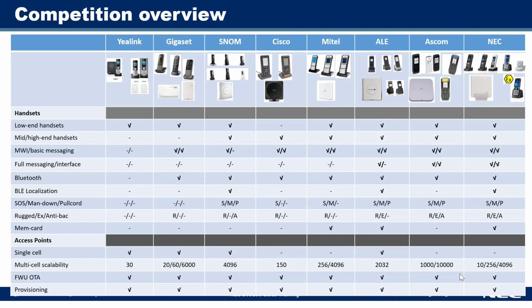In summary on this slide, if you look at the generic providers, i.e. Yealink, Gigaset and Snom, the overall functionality and the range of handsets is very limited. Looking at Cisco and Mitel, yes, they have DECT capabilities, but they're not as comprehensive as NEC's. With ALE and ASCOM, these vendors provide more of a DECT focus to the market, but again, don't necessarily provide the same range of features that NEC does.